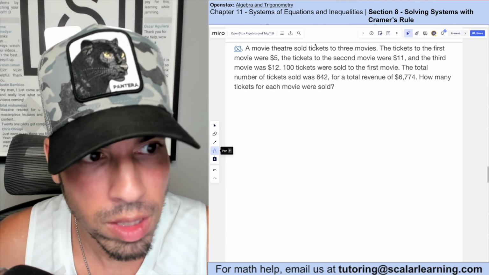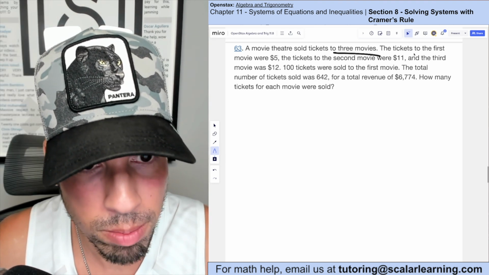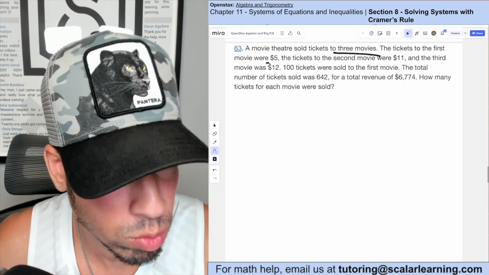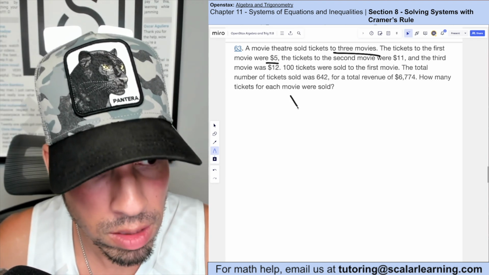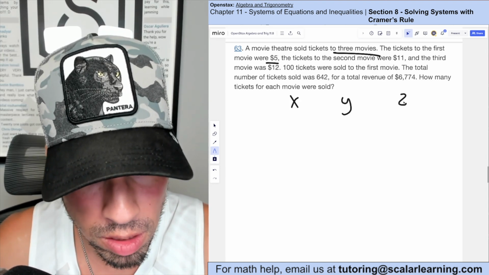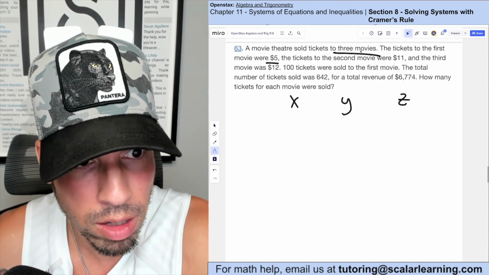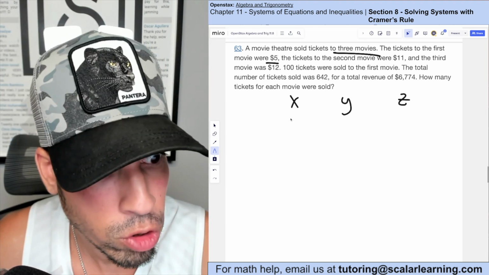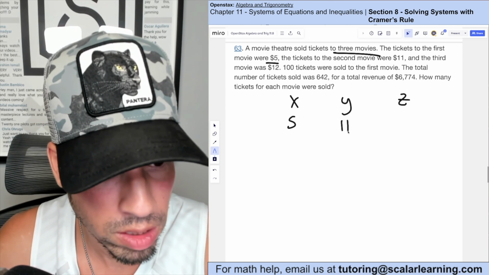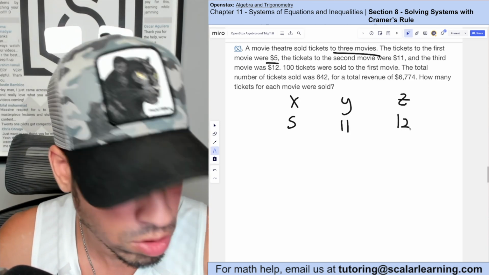Done. A movie theater sold tickets to 3 movies. The tickets to the first movie were 5. Okay, and by the way, we're going to write this out right now, right? We got 3 tickets, so we got 3 variables, 3 movies, excuse me. So the first one are $5. The second movie, they cost $11. And the third, they cost $12.